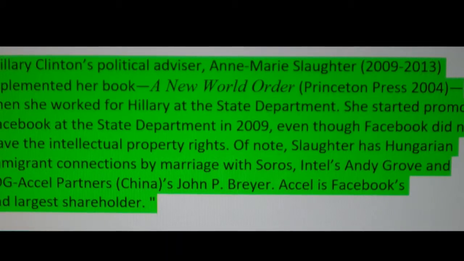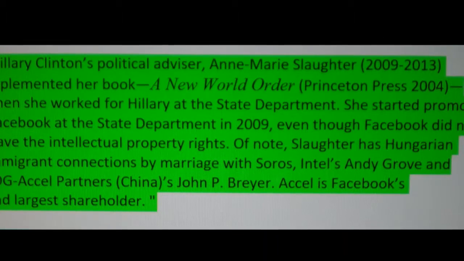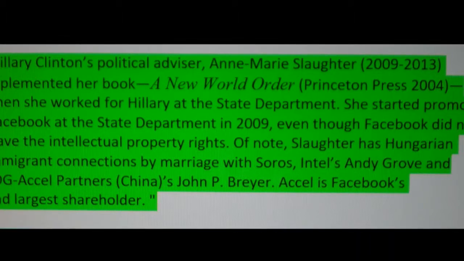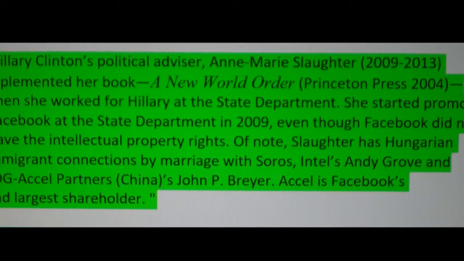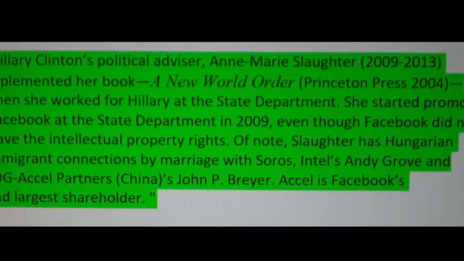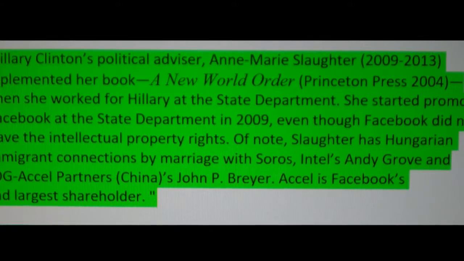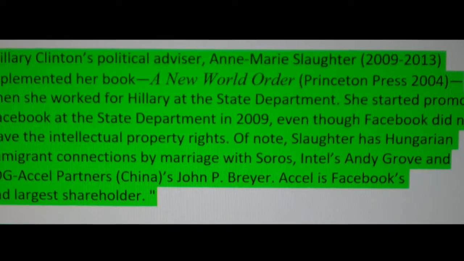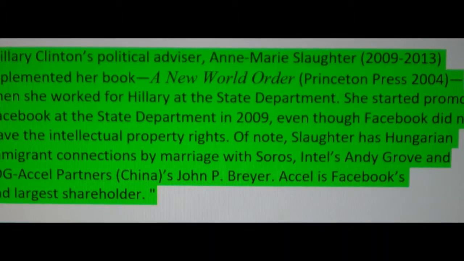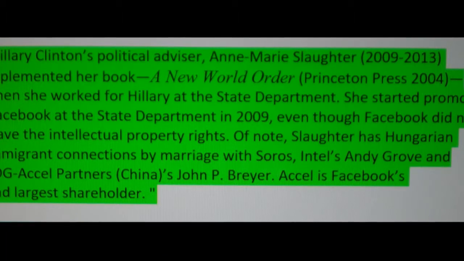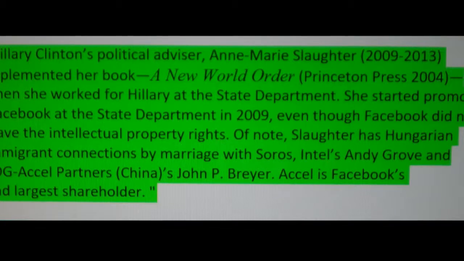HRC's political advisor, Anne Marie Slaughter, implemented her book, A New World Order, when she worked for HRC at the State Department. She started promoting Facebook at the State Department in 2009, even though Facebook did not have the intellectual property rights. Of note, Slaughter has Hungarian immigrant connections by marriage with Soros, Intel's Andy Grove, and IDG XL Partners, China's John P. Breyer. XL is Facebook's second largest shareholder.